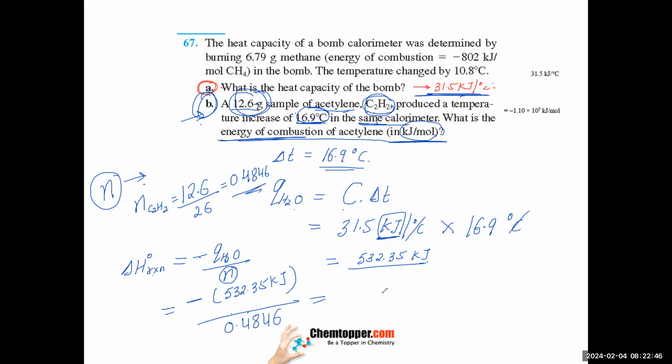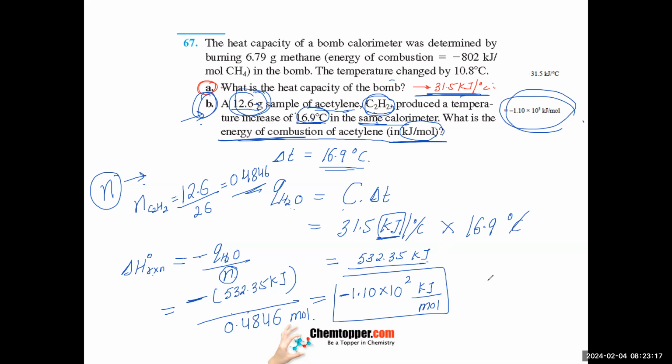So if I have to put my answer in three significant figures, I'll use the scientific notation. Units: kilojoules per mole. And still my answer is wrong. Why? Minus. It's exothermic combustion. This is the answer. I did some error. Yeah, it's 3, not 2.